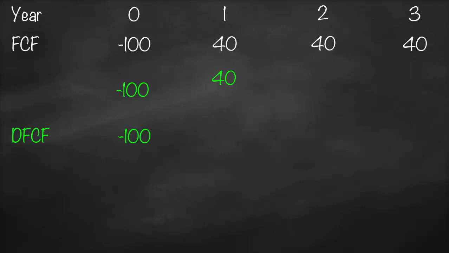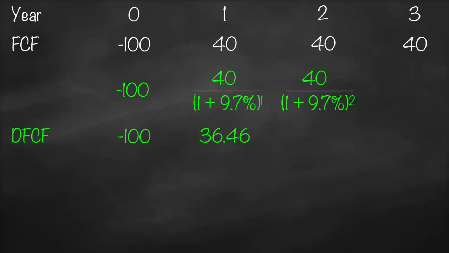So for the first year, we'll use the present value, which is future value divided by open bracket 1 plus i close bracket to the power n. So it will be 40 divided by open bracket 1 plus 9.7% to the power 1. This will give us 36.46. For year 2, it will be 40 divided by open bracket 1 plus 9.7% close bracket to the power 2. This will give us 33.24.